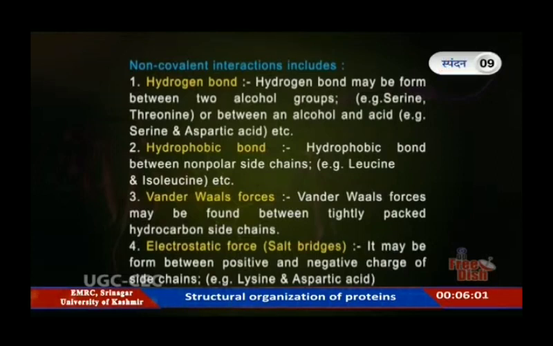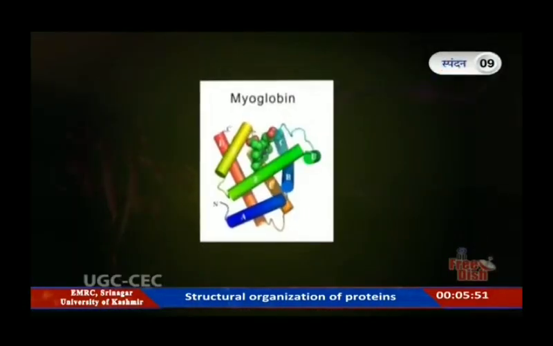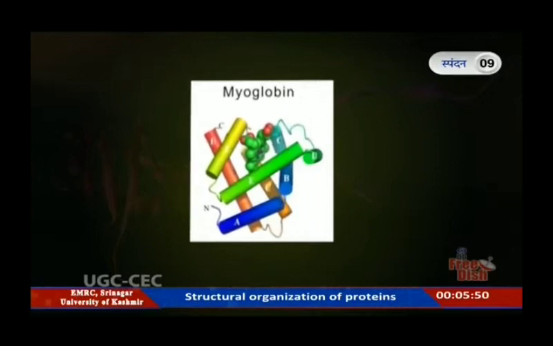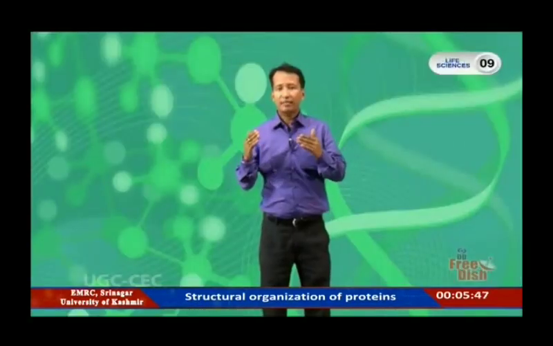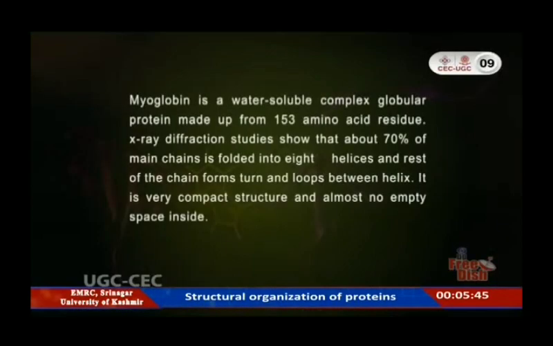Now, let us discuss how R groups interact in the tertiary structure of water-soluble globular proteins, for example, myoglobin. Myoglobin is an oxygen-binding muscle protein. Myoglobin is a water-soluble, complex globular protein made up of 150 amino acid residues.